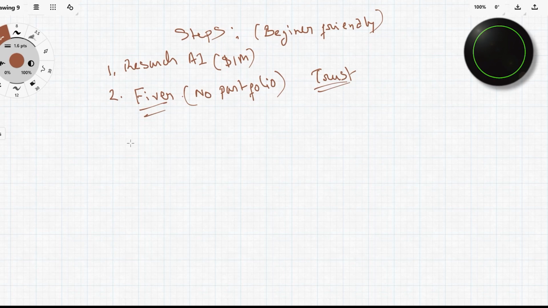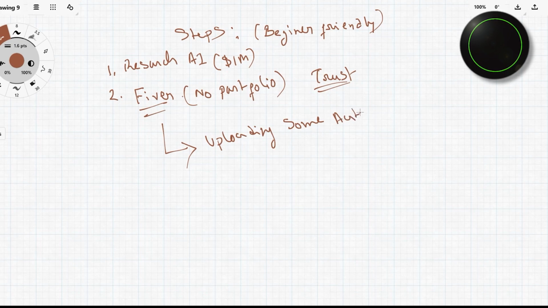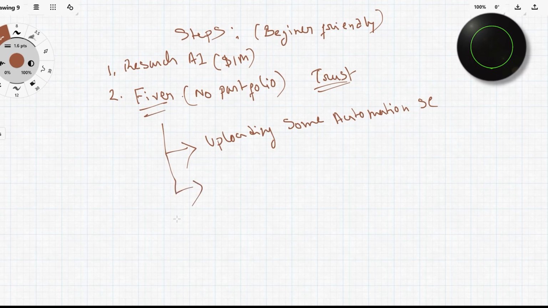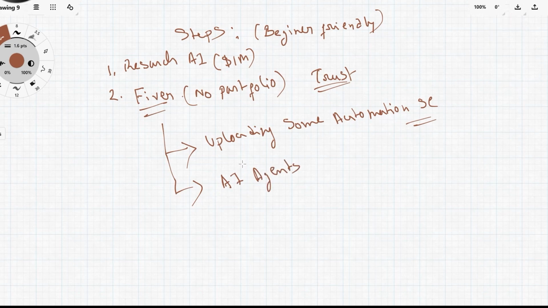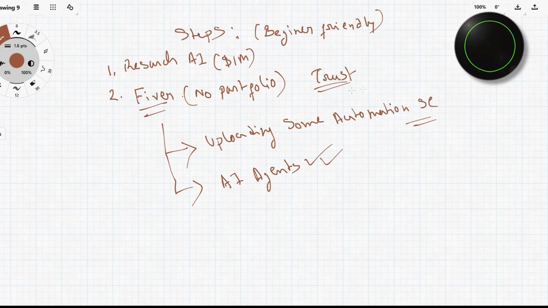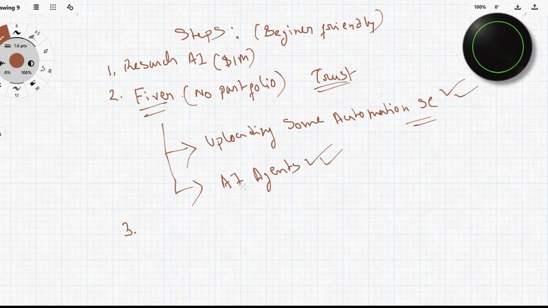In Fiverr, we will be uploading some automation workflows, or let's say just screenshots. We are doing this in a lazy way, right? And the second thing we will do in Fiverr is present ourselves as a person who helps build AI agents. This is what our profile is all about: AI agents. We are creating a profile on Fiverr as an AI agent creator or builder, you can say.